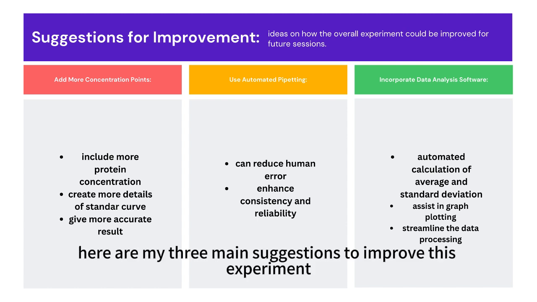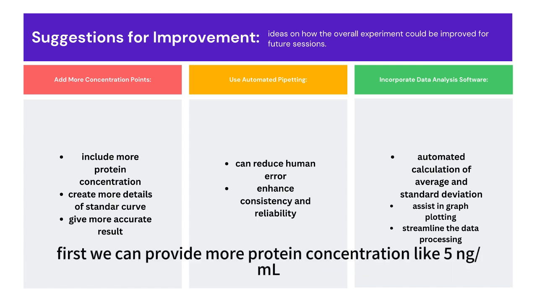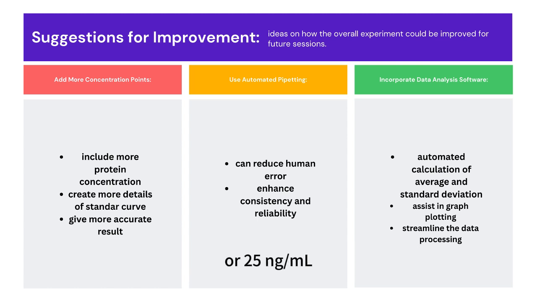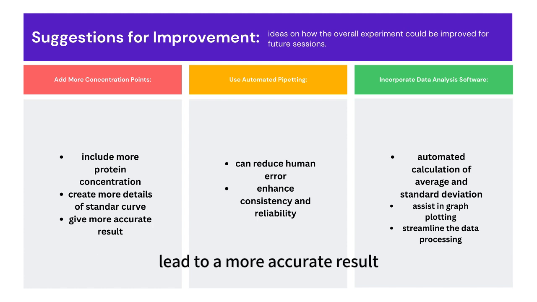Here are my 3 main suggestions to improve this experiment for future sessions. First, we can provide more protein concentrations, like 5 nanogram per ml or 25 nanogram per ml. This helps create a more detailed standard curve, leading to a more accurate result.